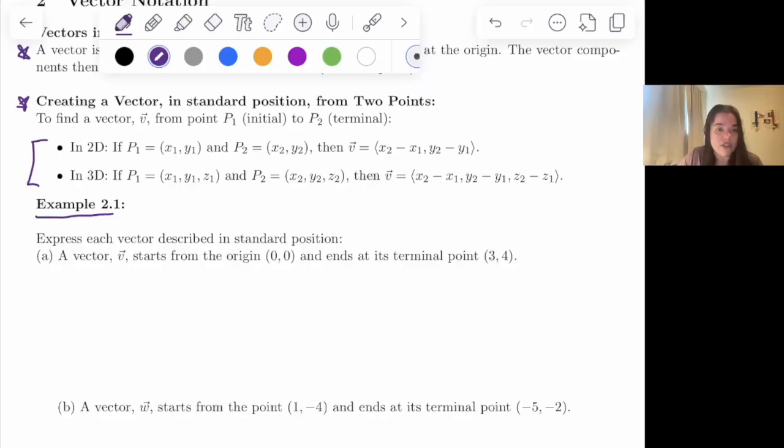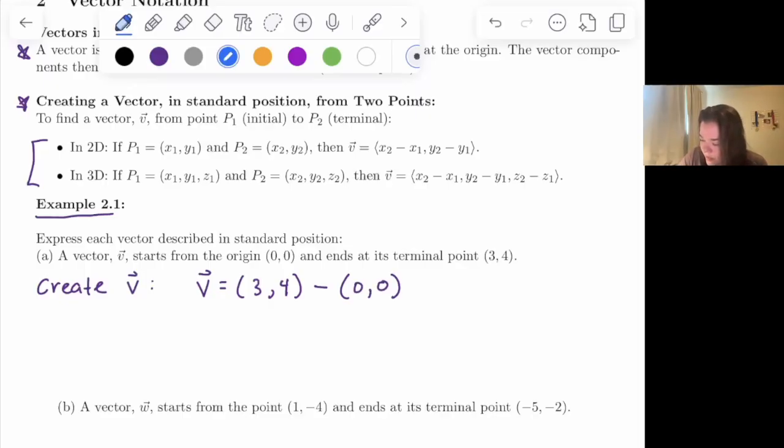Example 2.1 says, express each vector described in standard position. This is a skill you're going to get very good at and you want to get fast at. Part A says, a vector v starts from the origin, from 0, 0, and ends at its terminal point of 3, 4. This is vector v from the previous example. How do you create vector v using appropriate notation? Here's how we create vector v. To create any vector, you take its terminal point, its head, minus its tail.